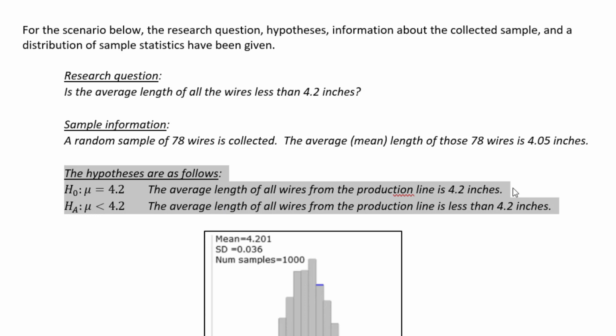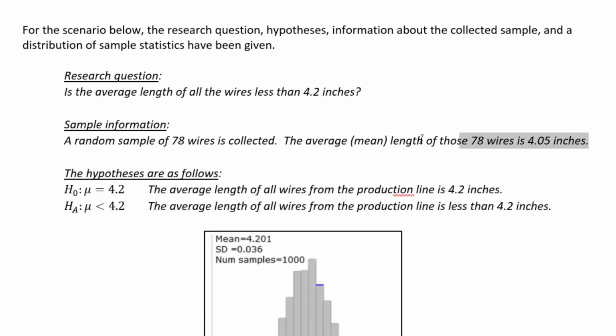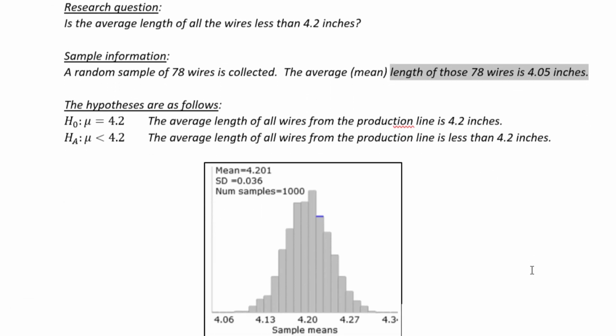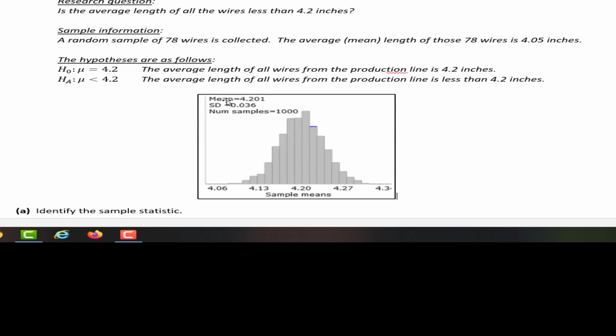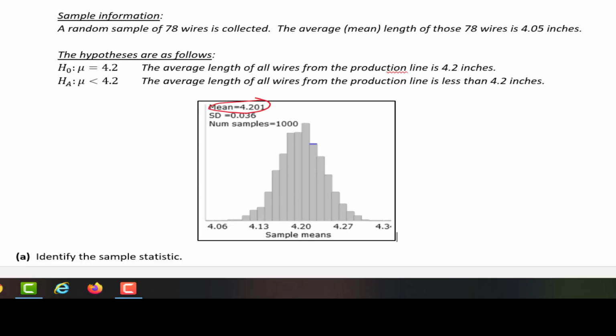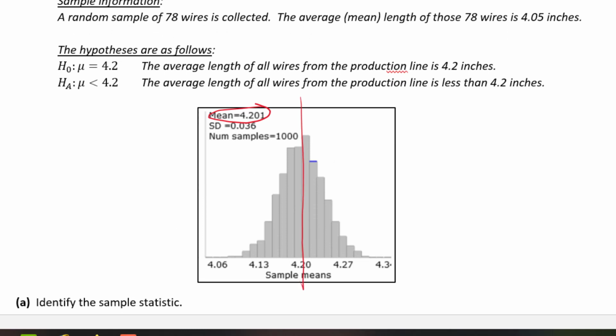So that's, remember, step one: create your hypotheses. We then collected our sample, which is step two, and calculated the statistic. There it is. Step three is to create that distribution of sample statistics. So here we have a simulated distribution of sample statistics already given to us. It says in our simulation of sample statistics, the mean of the simulated distribution is 4.201. So right down the center of this, it's very close to mu equals 4.20.